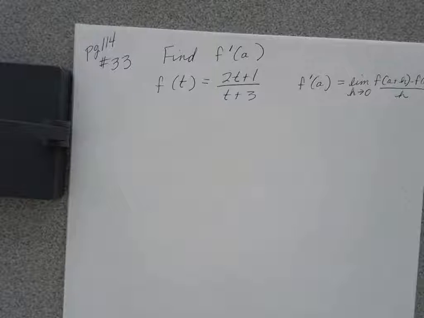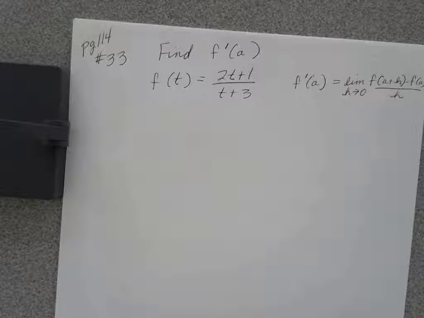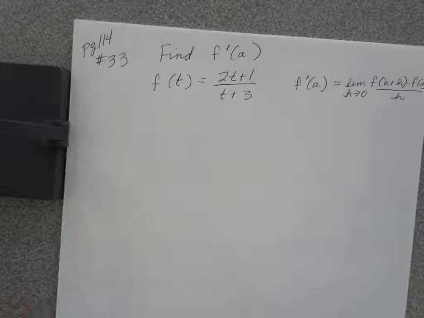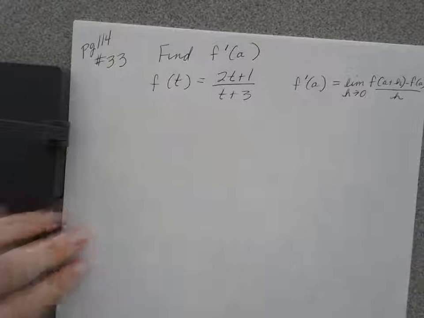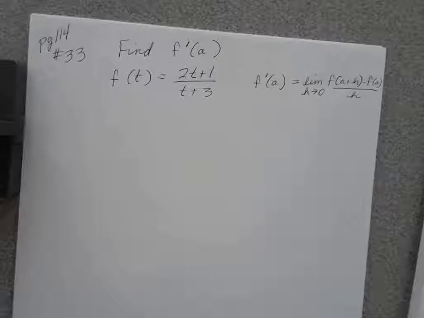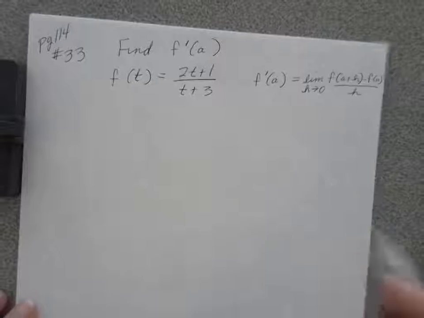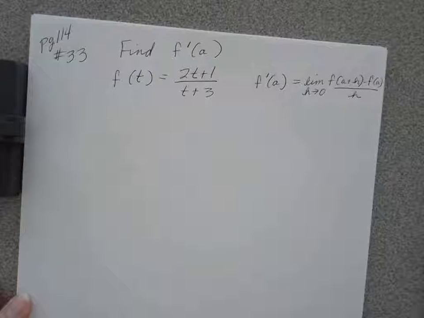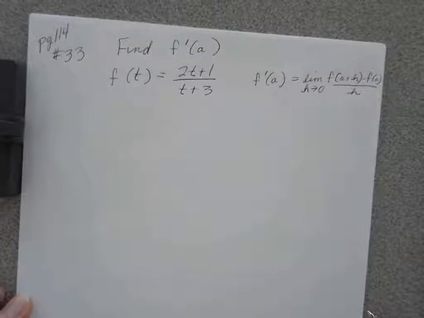So if they give you a point at which you're going to plug it in, then that x value is going to be your a. But if they don't give you a point, then you're just using that variable a. Okay. All right. So we just start plugging in.